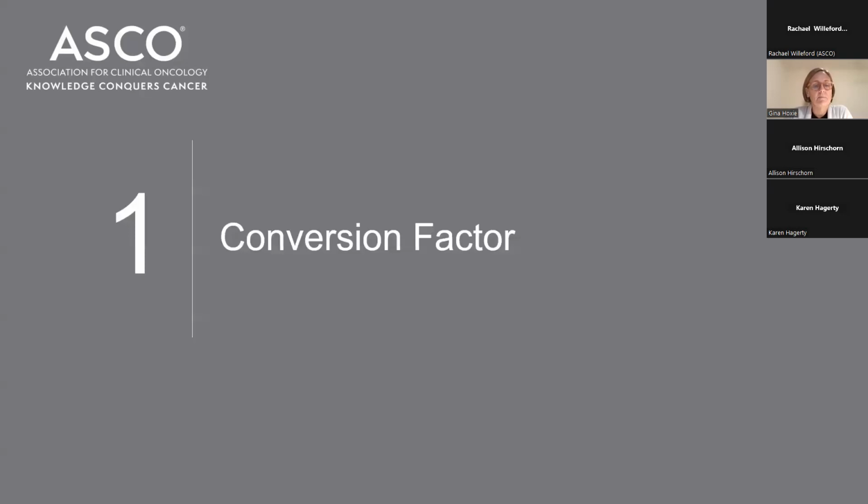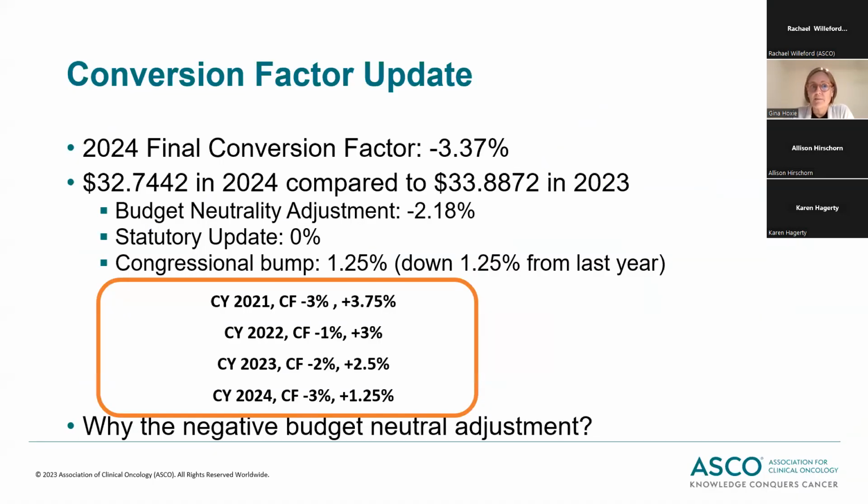Next slide. All right, so to get us started, the conversion factor. So the 2024 conversion factor will be $32.7442. This is a 3.37% reduction from the 2023 conversion factor. This reduction in the conversion factor is due to three things.